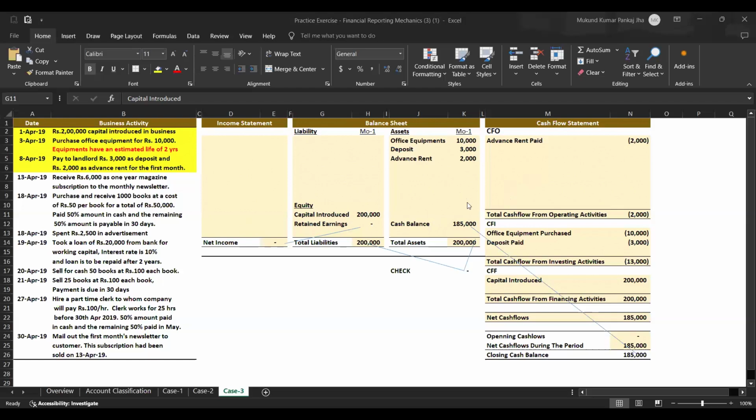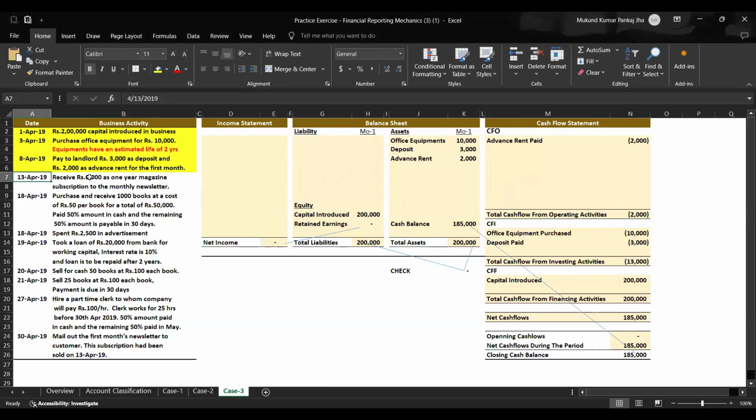Okay. Next, receive rupees 6,000 as 1 year magazine subscription to the monthly newsletter. So you have sold a magazine, and that is why you have received rupees 6,000 as 1 year magazine subscription to the monthly newsletter. Tell me where we will record this. Guys, tell me where will we record this?